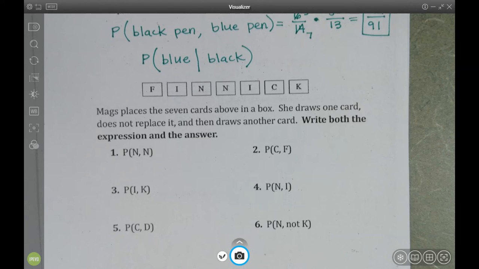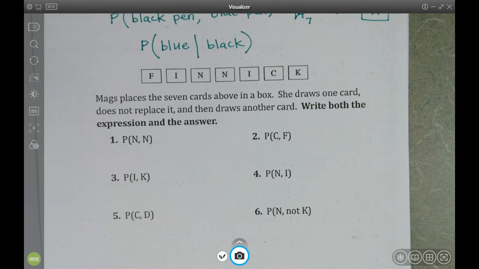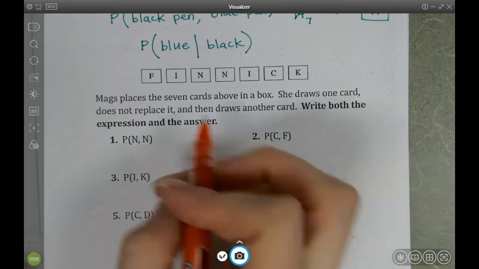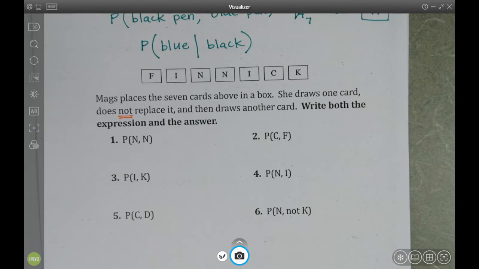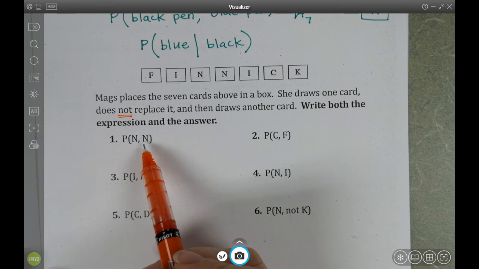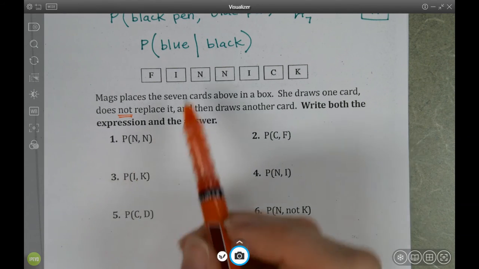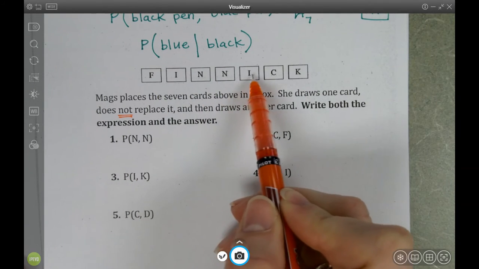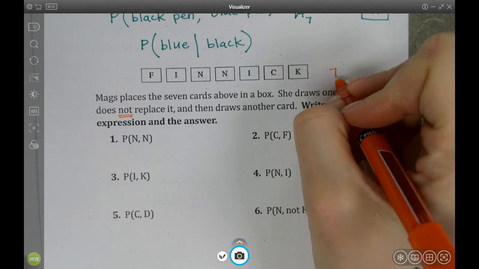Okay. Mags places the 7 cards above in a box. She draws 1 card, does not replace it, and then draws another card. Write both the expression and the answer here. Okay, so what's the probability that the first card is an N and the second card is an N? Okay, so before we do that, how many cards do we have? So 7 cards total.